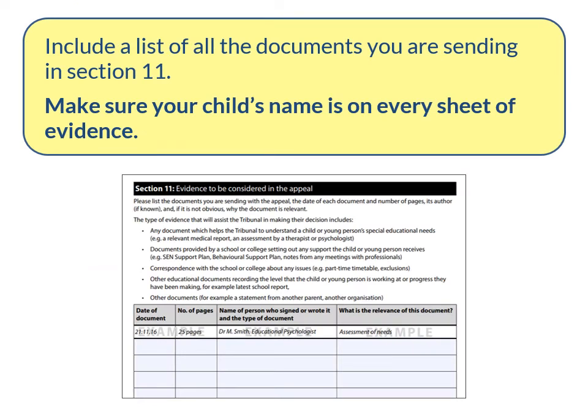Remember to include a list in section 11 of the form of all the documents you are sending in. Make sure that your child's name is on every sheet of evidence. If a document were to get unattached, this will make it much easier for the tribunal services to ensure that all your information is intact.